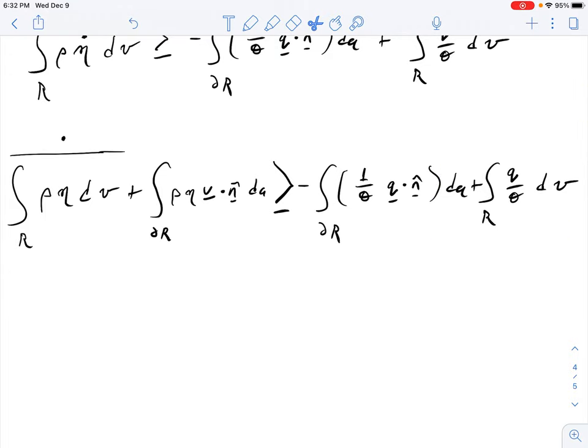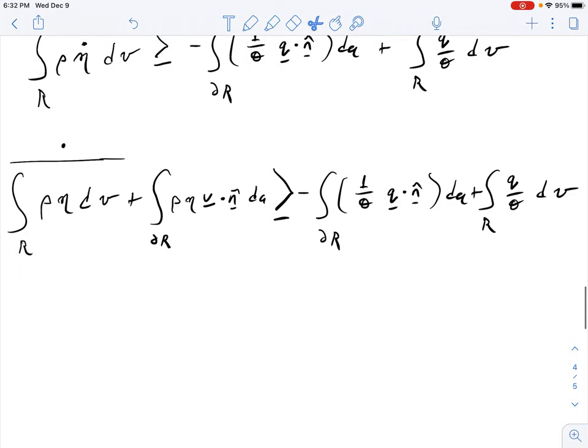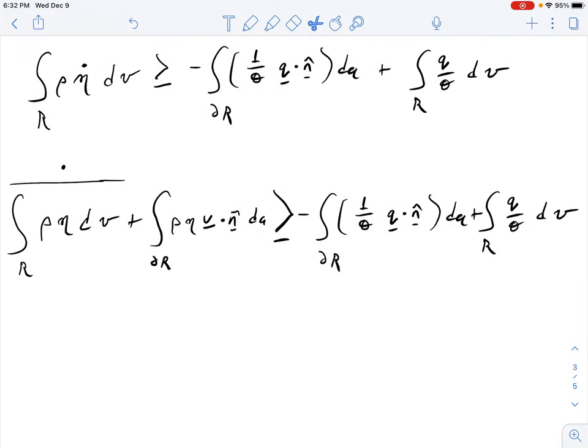That barely worked. All right, so that's the second law for a spatial control volume. Next, move on to the first two laws expressed referentially. And that'll be the remainder of this lecture.